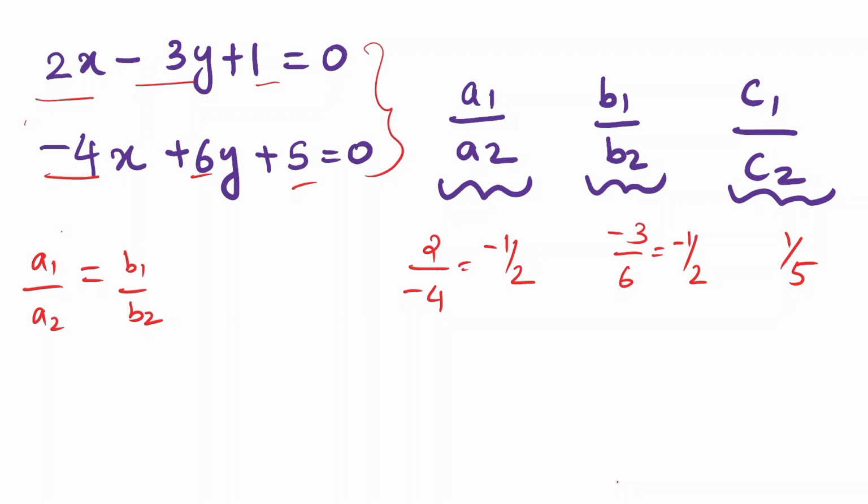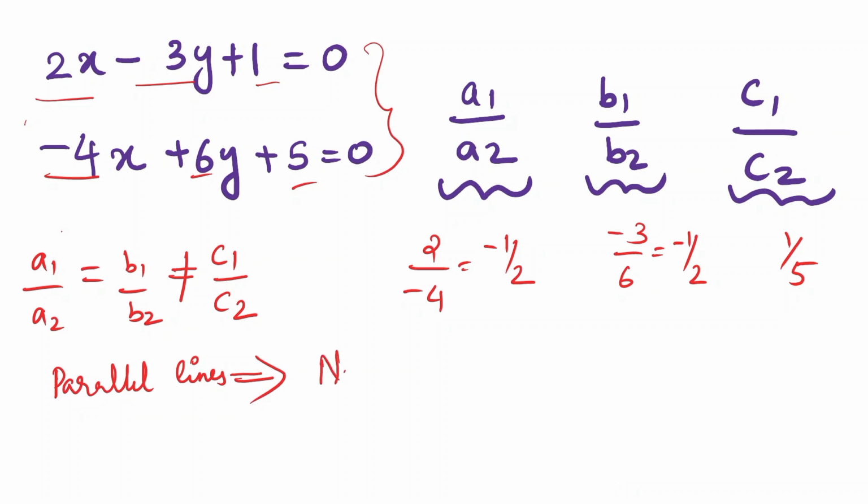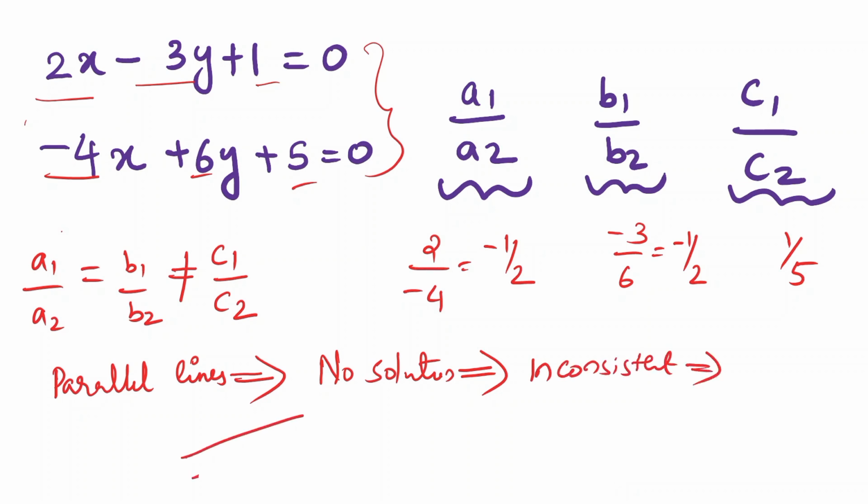Okay, the slope is same but not equal to c1 by c2. Y-intercept is not same. So we can say these lines are parallel lines. Correct? The ratio of coefficients are same. These are parallel lines, and parallel lines means we can say there is no solution, and so it is inconsistent. And as their y-intercept is not same, we can say system is independent.